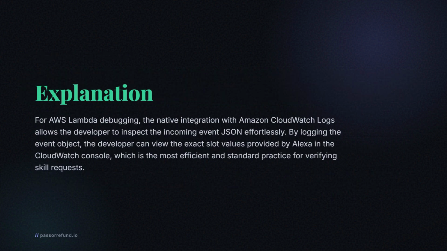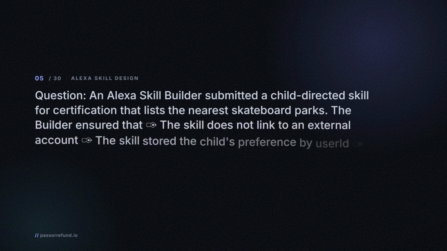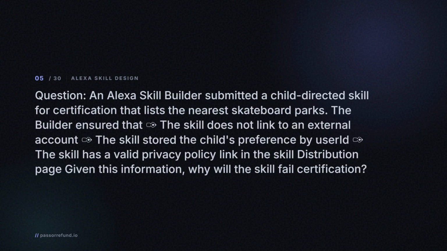With AWS Lambda debugging, the native integration with Amazon CloudWatch logs allows the developer to inspect the incoming event JSON effortlessly. So, consider this scenario. Here's a question. An Alexa skill builder submitted a child-directed skill for certification, and it lists the nearest skateboard parks. The builder made sure that the skill doesn't link to an external account, it stores the child's preference by user ID, and it has a valid privacy policy link on the skill distribution page. Given all of this, why do you think the skill will fail certification?